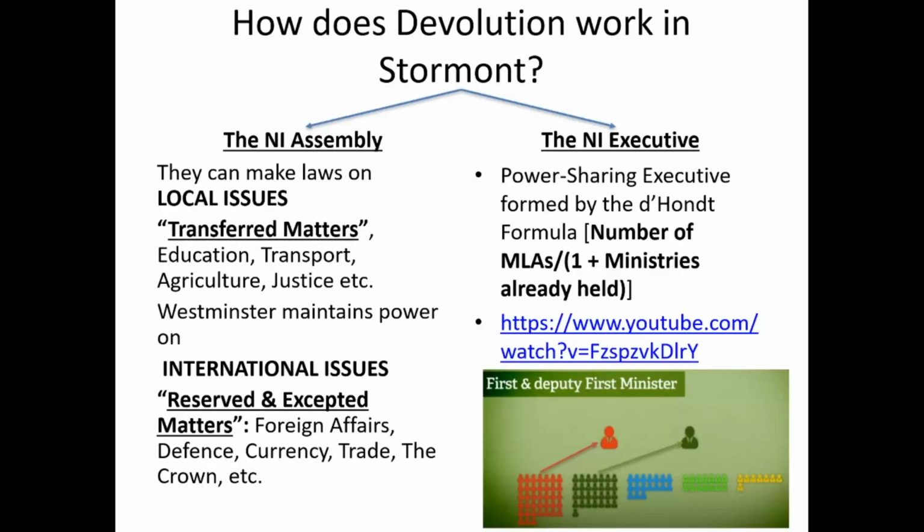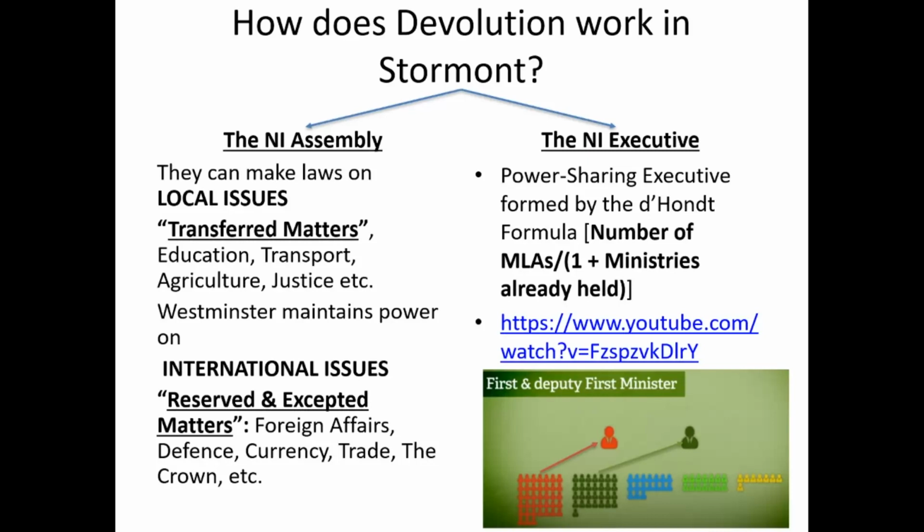The real crux of the matter comes down to how does Stormont work, and how does that devolution of power, the power transferred from Westminster to Northern Ireland, work? So we have two elements to it. We have the Assembly, which is the Parliament effectively, and the Executive, which is effectively the Cabinet. Now, the Northern Ireland Assembly, if you've done Leaving Cert history, you could think of it as a home rule government, effectively.